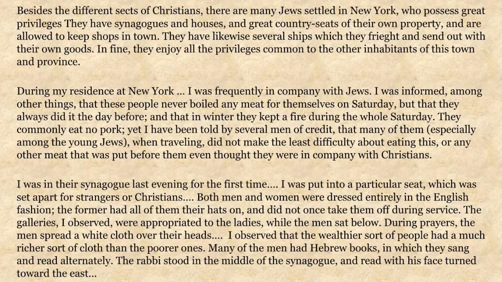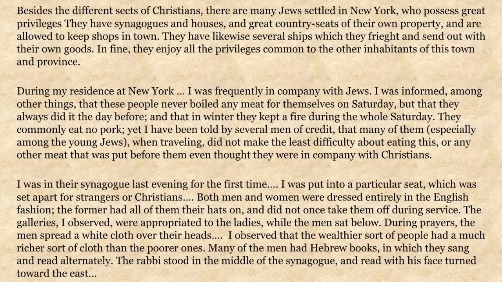During my residence at New York, I was frequently in company with Jews. I was informed, among other things, that these people never boiled any meat for themselves on Saturday, but that they always did it the day before, and that in the winter, they kept a fire during the whole Saturday. Okay, so far so good, right? We're good. We're observing Shabbos. They commonly eat no pork. We're still good. Yet, here's where the problem is going to arise.